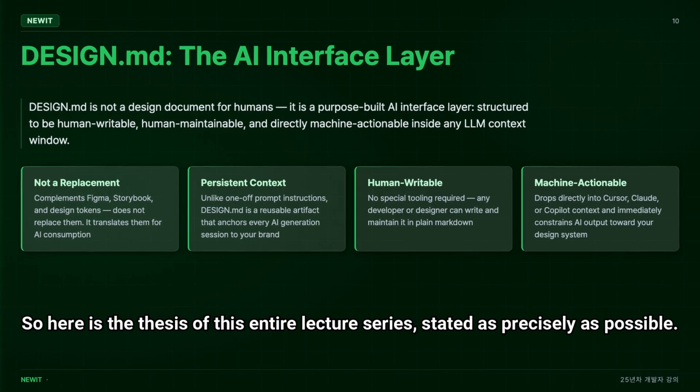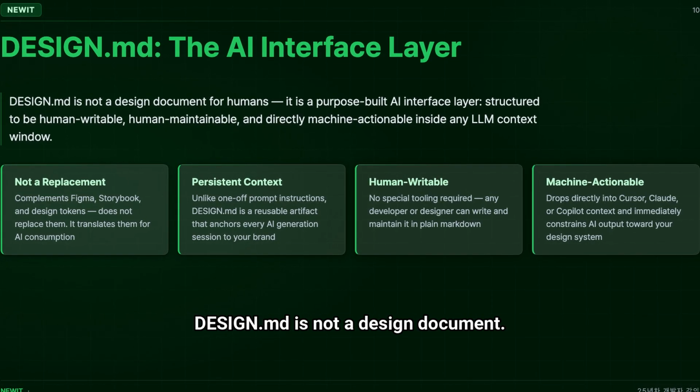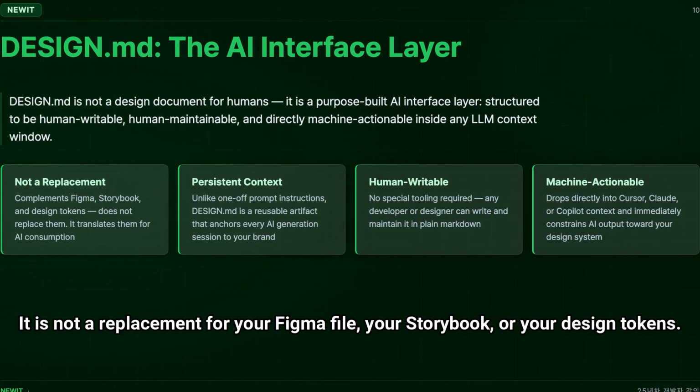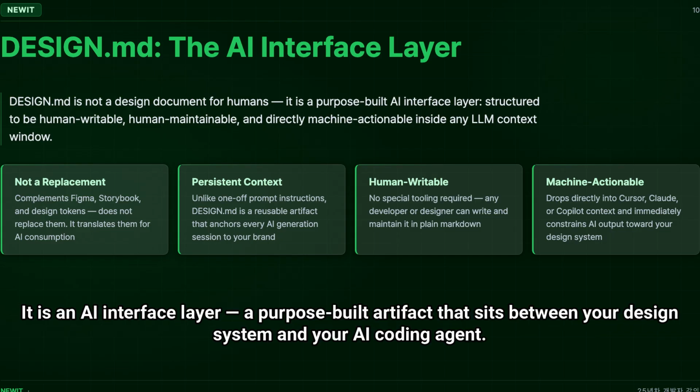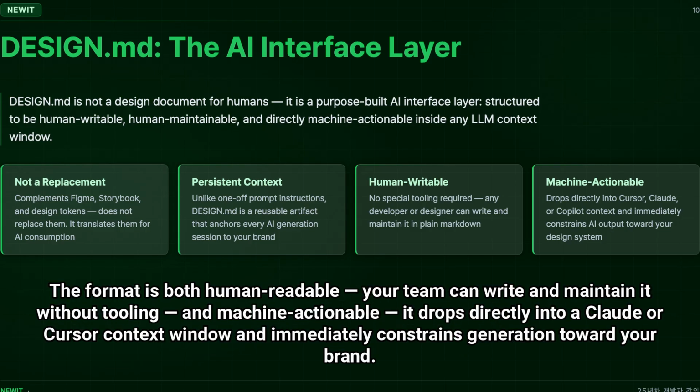So here is the thesis of this entire lecture series, stated as precisely as possible. DESIGN.md is not a design document. It is not a replacement for your Figma file, your Storybook, or your design tokens. It is an AI interface layer, a purpose-built artifact that sits between your design system and your AI coding agent. Tools like Google Stitch have already demonstrated this principle at scale. When you give an AI agent a structured, prose-based design specification file, output quality improves measurably and consistently.